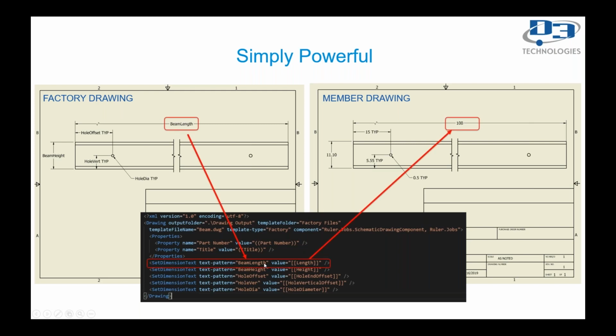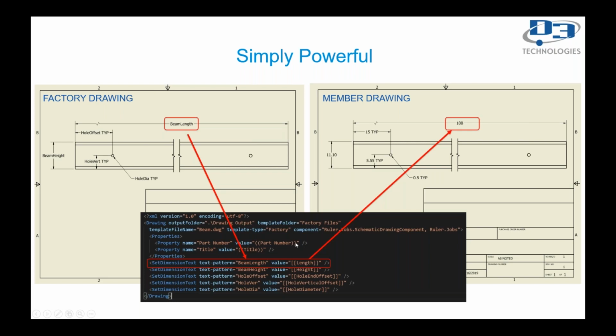We've got this simple mode where we can take this factory drawing and just put text in where the dimensions are. When it configures the specific component, we have a special tag in our ruler markup that says, go look for the text pattern beam length on any annotation and replace it. This double bracket is C# scripting again. This double bracket means an Inventor parameter named length. Go find the Inventor parameter named length and pipe that value into that dimension. So we create the very specific drawing.